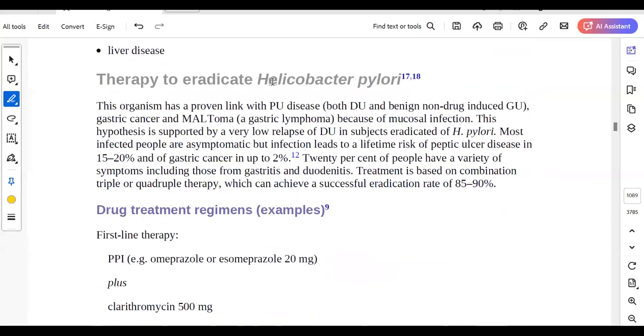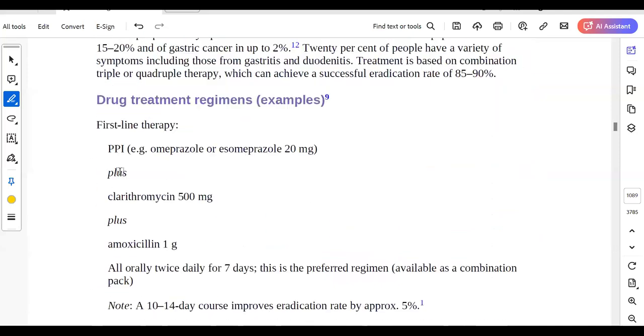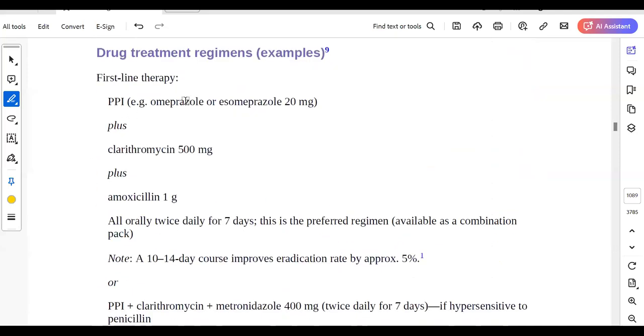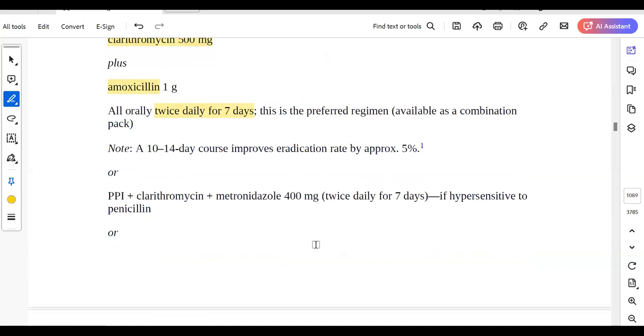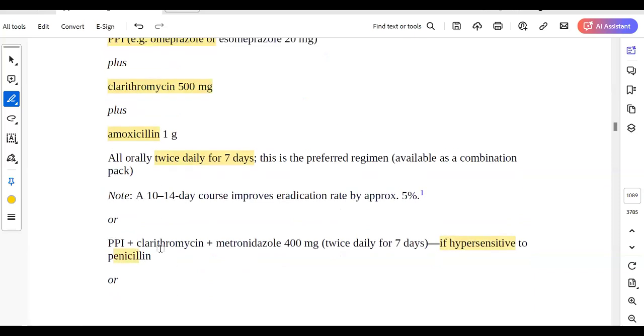So the triple therapy for H. pylori, the first line triple therapy is PPI plus clarithromycin plus amoxicillin. All of this you'll be giving twice daily for 7 days. That is usually the preferred regimen. If that is not working, especially if the patient is allergic to penicillin and you can't give them amoxicillin, then you do PPI, clarithromycin and metronidazole.